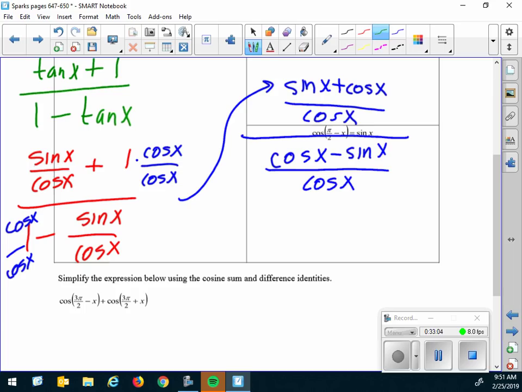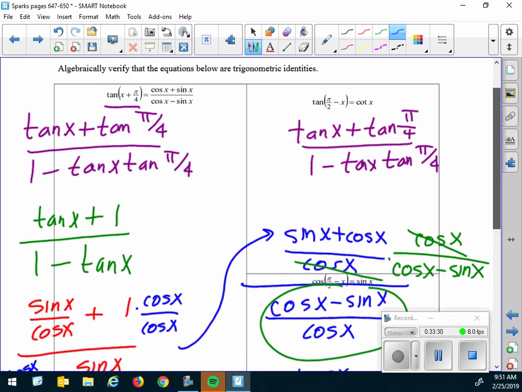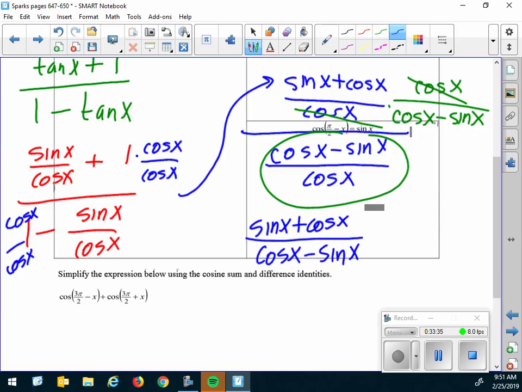Oh, there you go. Now remember, dividing by this means multiplying by its reciprocal. Those factor out. So this is sine x plus cosine x over cosine x minus sine x, and I hope that's what we were looking for. Yay. Cosine x plus sine x over cosine x minus sine x. There's our answer right there. Done.